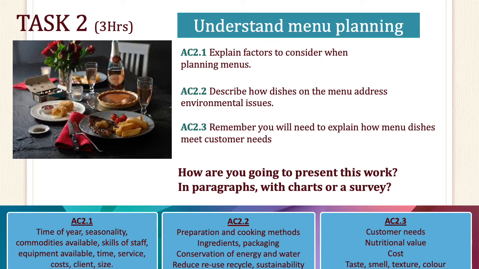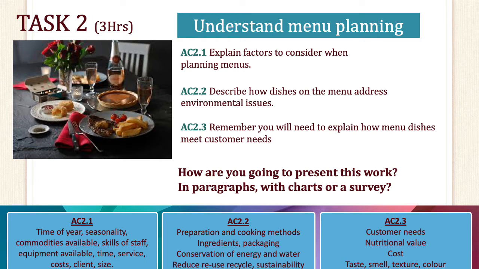In AC 2.2, whilst describing how dishes on the menu address environmental issues, you are supposed to demonstrate your full thoughts about whether you're going to include conservation of energy and water, reduce, reuse, recycle, or sustainability.